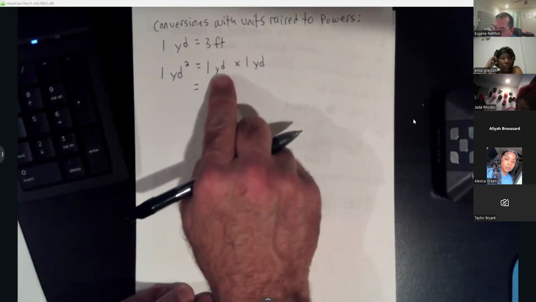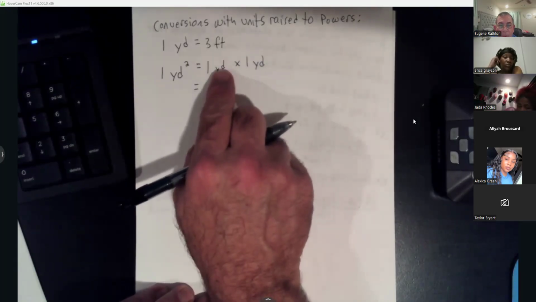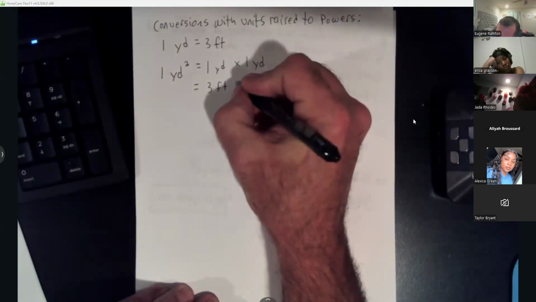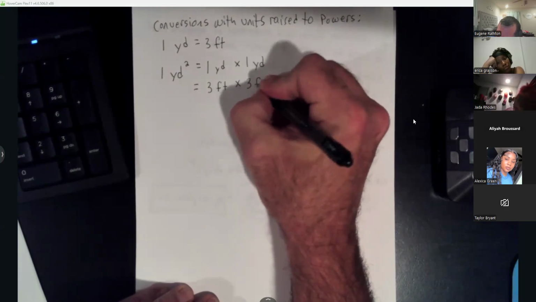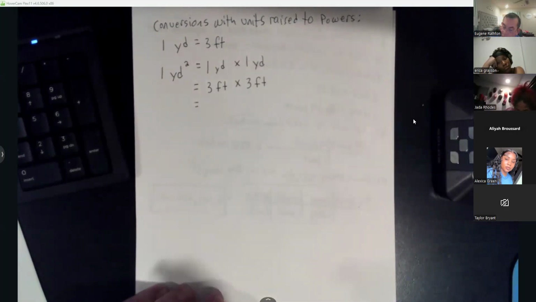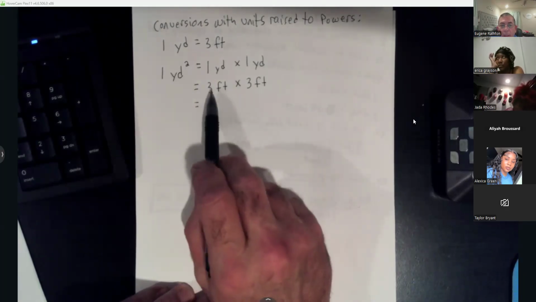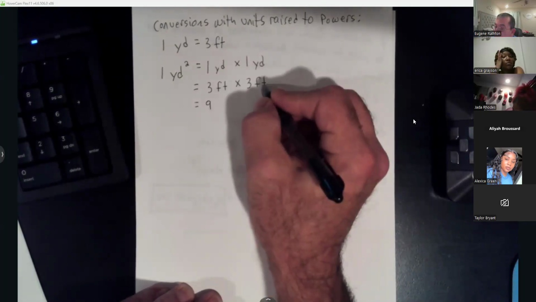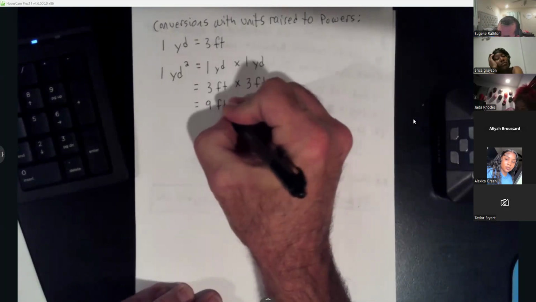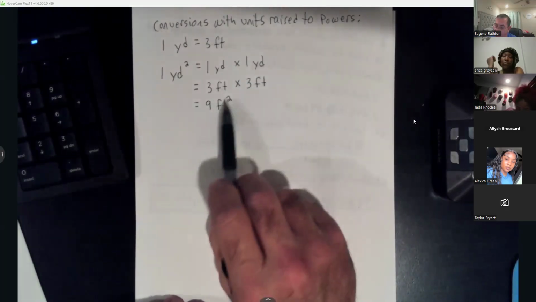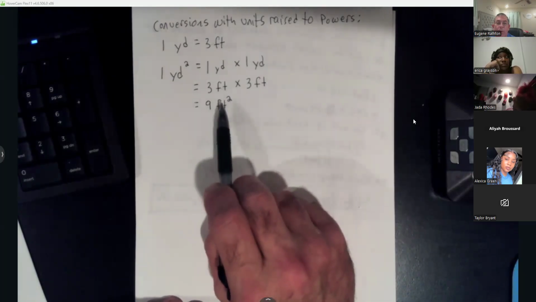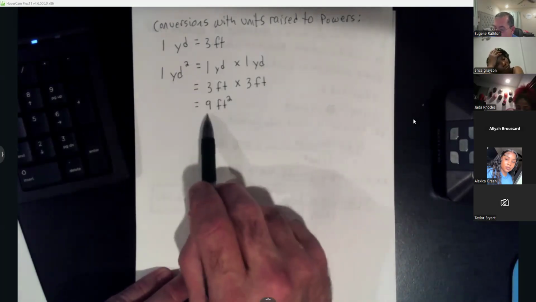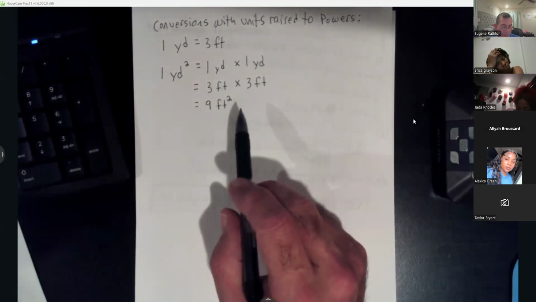But we said up here, a yard was 3 feet. So if I replace each of these yards with 3 feet, I get 3 feet times 3 feet, which means 1 yard squared, I would multiply 3 times 3 and get 9. And then feet times feet gives me feet squared. Remember, exponents tell me how many times something got multiplied by itself. So a conversion for 1 yard squared would be 9 feet squared.